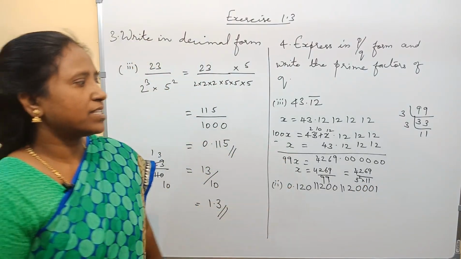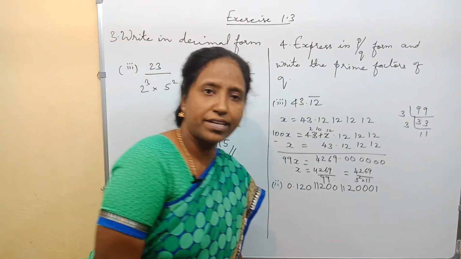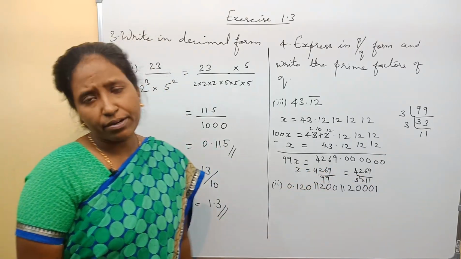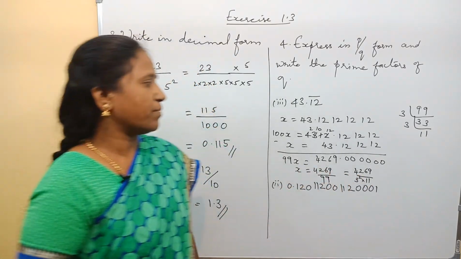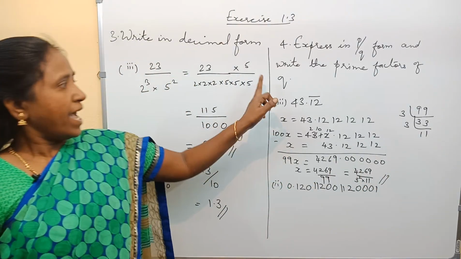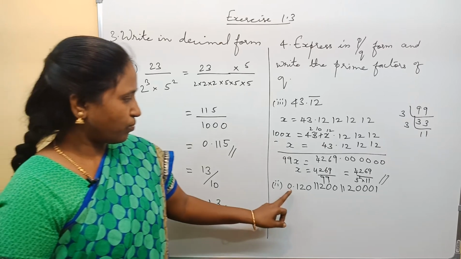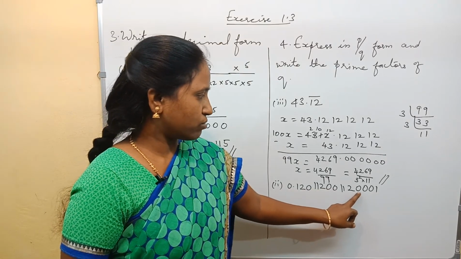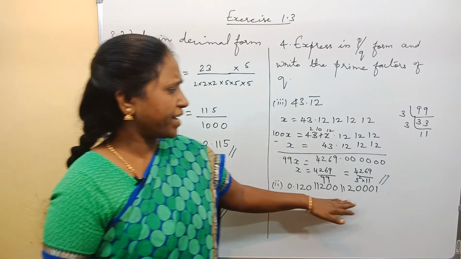Now tell me, is it a terminating decimal or a non-terminating decimal? Yeah, there is no 2, there is no 5. It is a non-terminating repeating decimal. Right? So this is the answer for this. And then on to the next question, 0.12011200111200. Here you don't find any pattern.